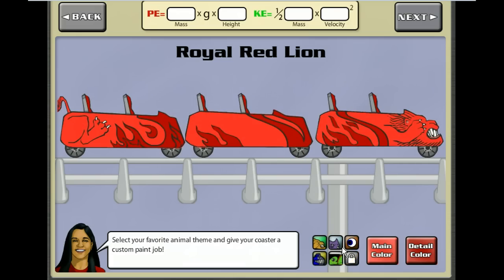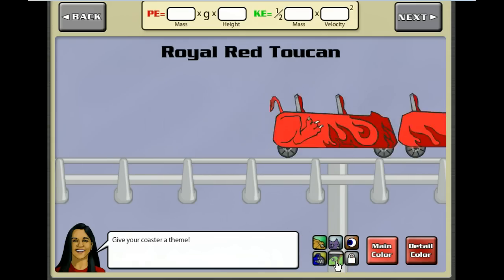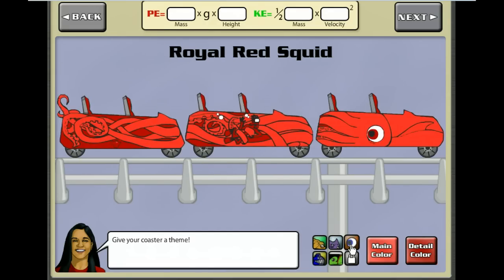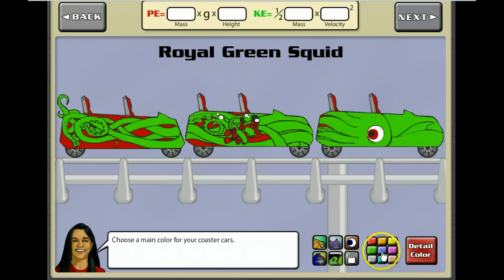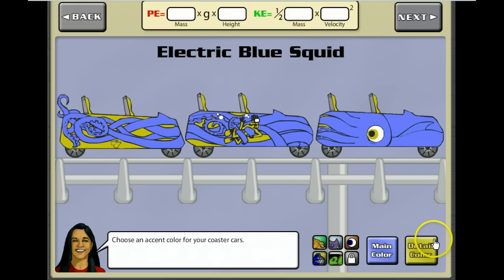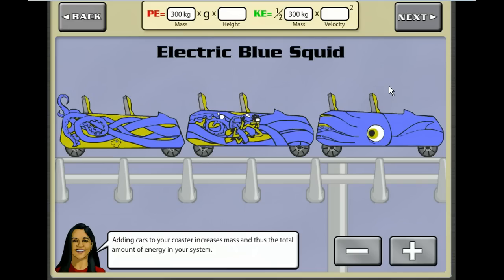Give your coaster or cars a unique look. Choose the car's shape and colors. Adding cars increases mass, and therefore the total energy in your system. Subtracting cars will decrease the total energy in your system.